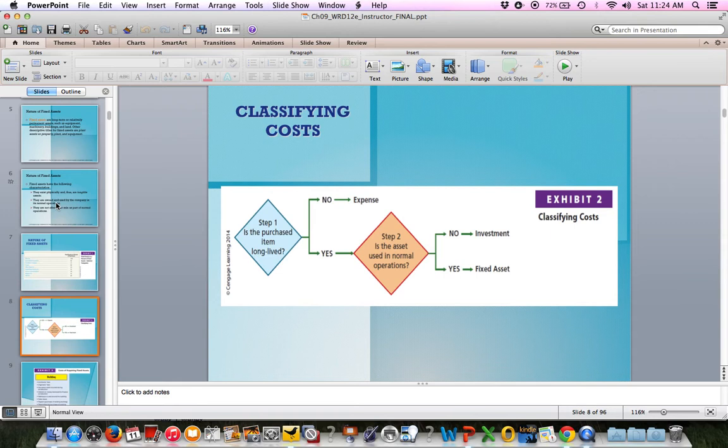So classifying cost. Step one, it says, is the purchased item long-lived? And typically you think of more than a year. If the answer is no when we buy it, we just simply expense it. If the answer is yes, then the question is this used during normal operations? If the answer is yes, it's a fixed asset. If the answer is no, then possibly it's an investment that we intend to resell.